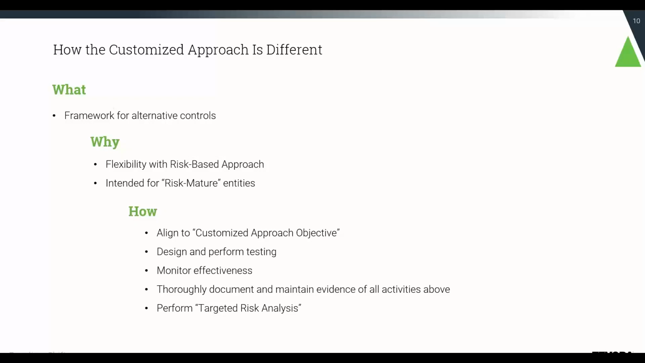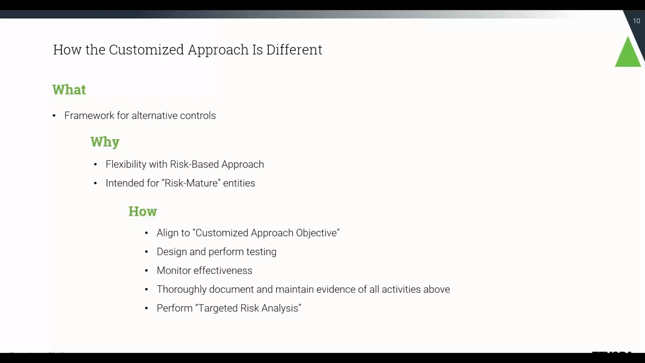Why did they introduce this? The PCI SSC wanted to give more flexibility to organizations to do a more risk-based approach because there are certain controls that just don't make sense. Sometimes it's like fitting a square peg in a circular hole. So we're focusing on a risk-based approach, but it's more intended for risk-mature entities because of the amount of process and documentation you'd have to maintain for each of these controls. There are resource requirements associated with maintaining these, and we'll go into that in detail.